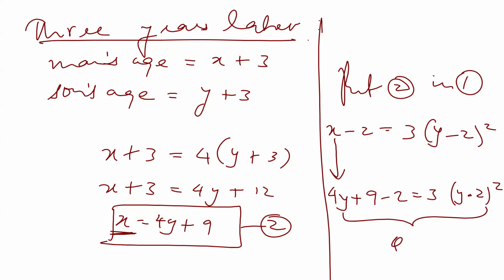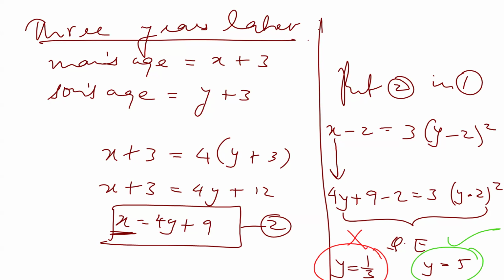Now when you simplify this, you will get a quadratic equation. And you will get the value of y as 1 by 3 and y as 5. To solve this you don't really require my help. But then 1 by 3 is discarded and 5 is considered, because age cannot be a fraction. So the current age of the son is 5.